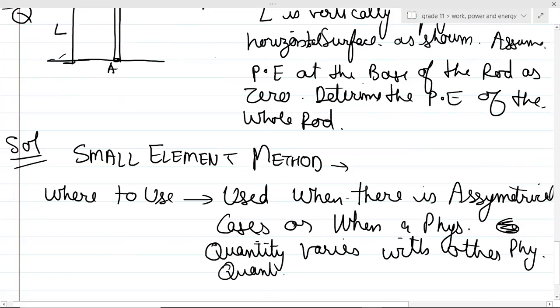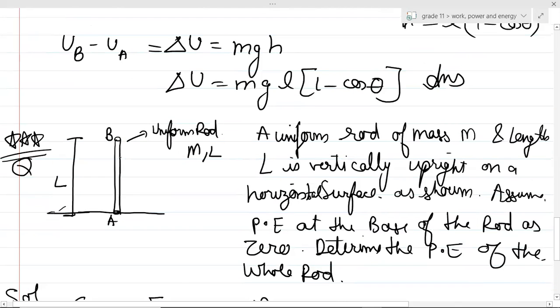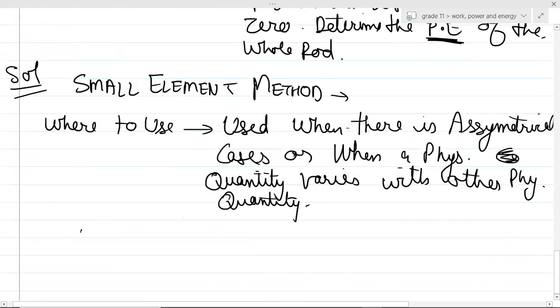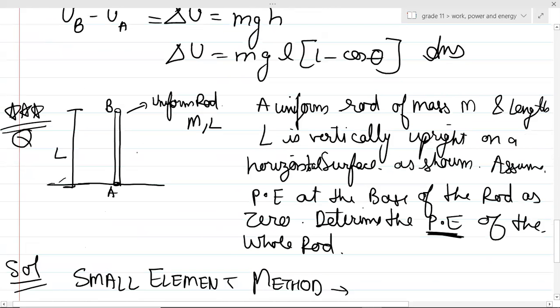For example, here what do you want to calculate? Guys, I need your participation over here. You need to calculate the potential energy of this rod, but we know potential energy depends upon height. Yes or no? Yes, sir. So here potential energy depends upon height, and the potential energy formula is U equals mgh, right? So as you go up, the potential energy of that point will increase.